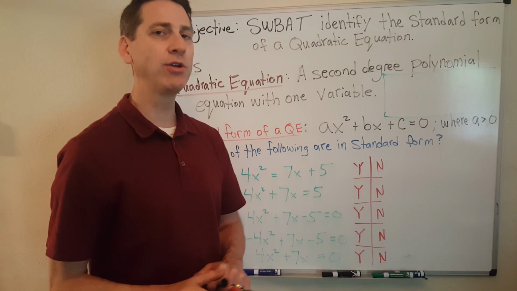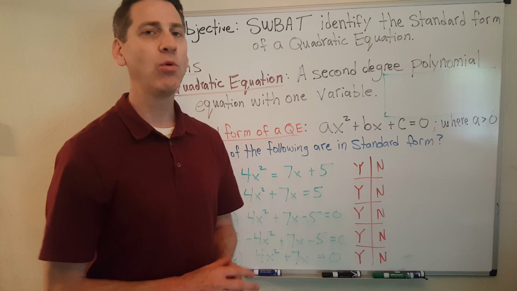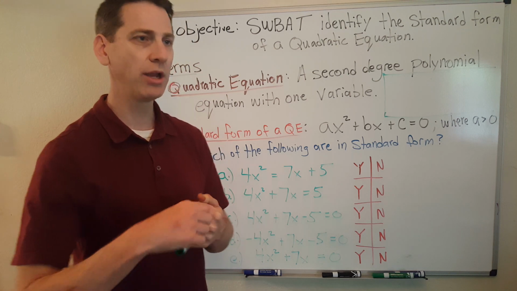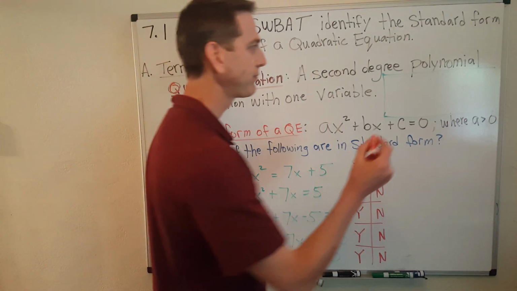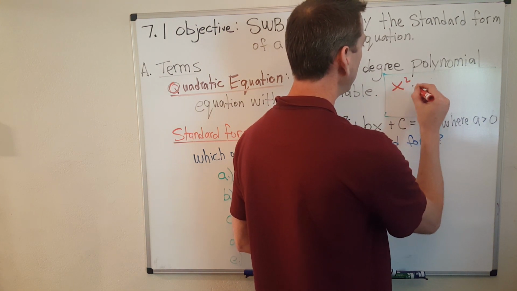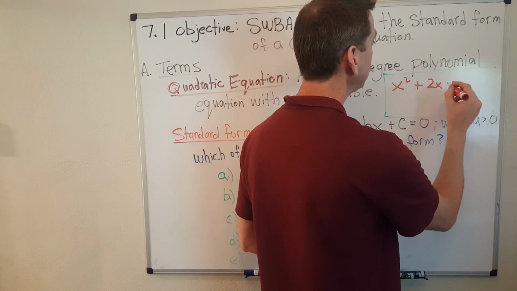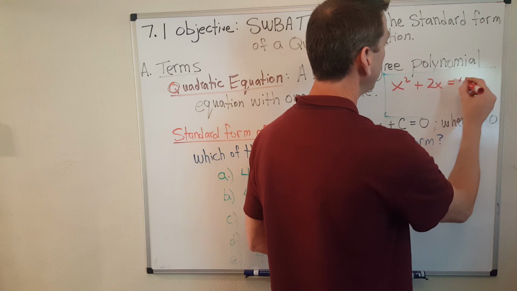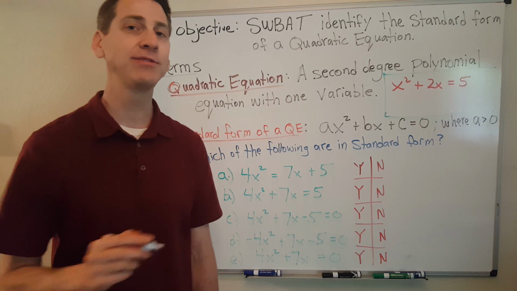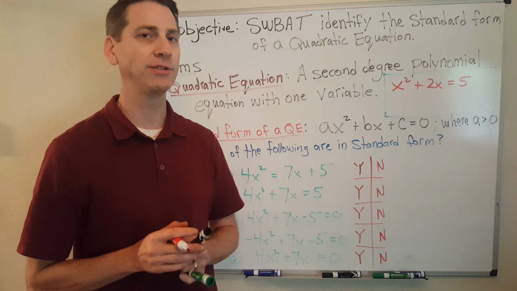All right, so what I'm going to do here is write down a few equations one at a time, and I want you to see if you can tell me which ones are quadratic. All right, here we go. Here's our first one. So we have x squared plus 2x equals 5. Okay, so I want you to pause this video and see if you can come up with an answer. Yes or no, is that a quadratic equation?